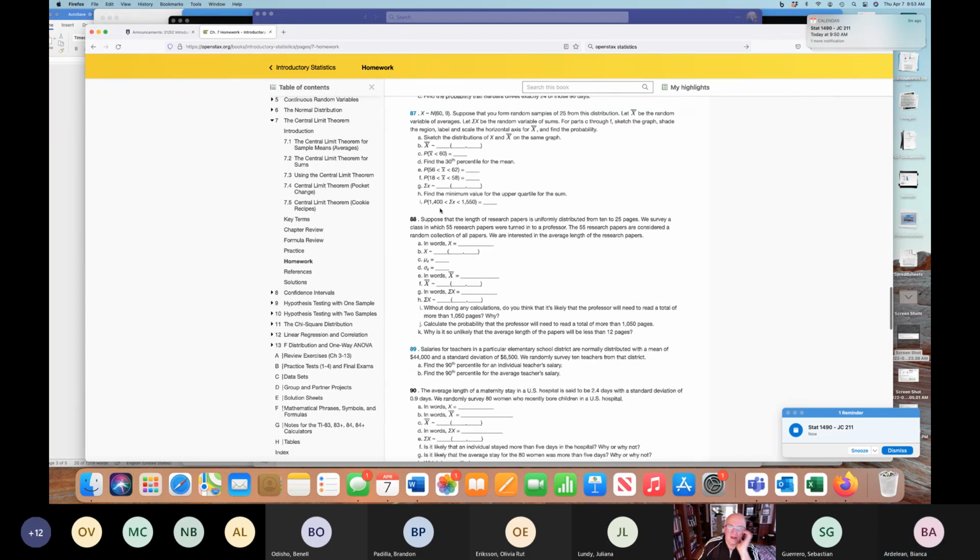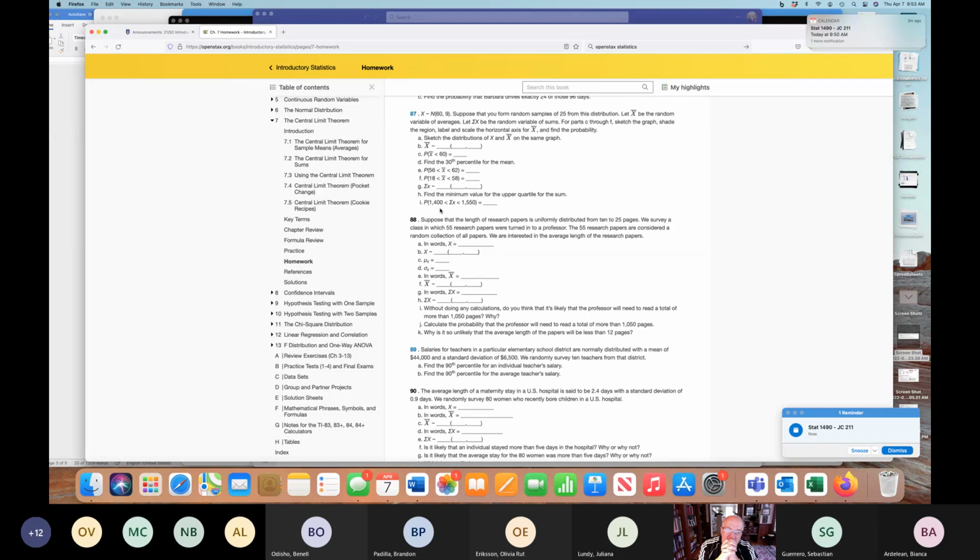You said 88. Yeah. Suppose the length of research papers is uniformly distributed from 10 to 25 pages. We surveyed a class in which 55 research papers were turned into a professor. The 55 research papers are considered a random collection of papers. We are interested in the average length of research papers. In other words, X is the average length of research papers.